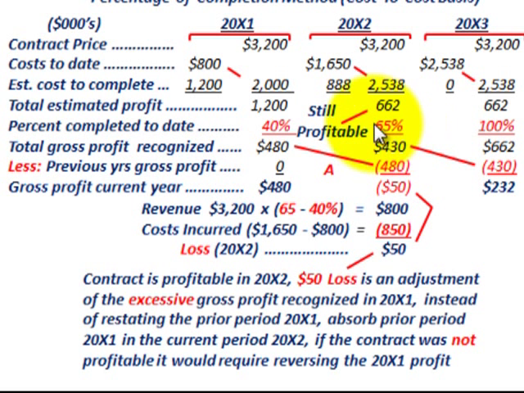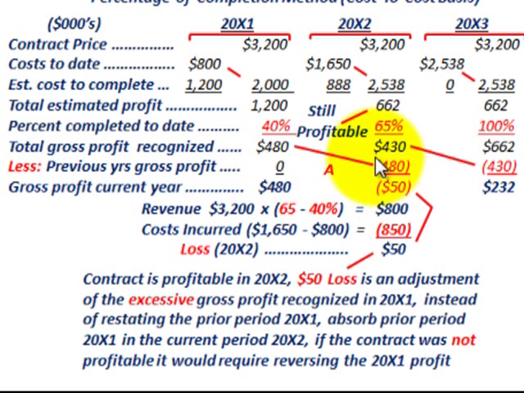Now, here's the key. We have to determine our percentage complete on the contract, simply what we did previously. You take your cost to date, $1,650, divide it by your total estimated cost, $2,538. You're going to come up with 65%. So take that times your total estimated profit, $662, and you're going to come up with a total gross profit recognized for the period of $430.